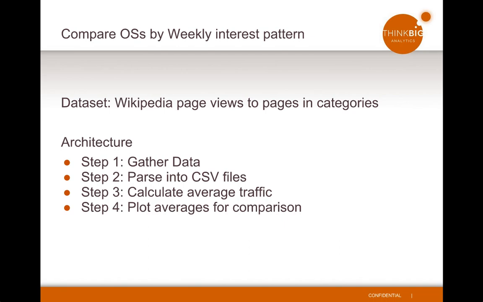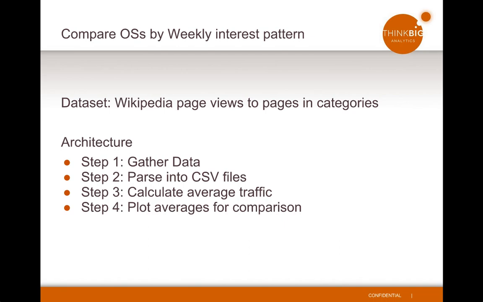Wikipedia has a category for each one of these operating systems of all articles that are related to that operating system. Linux pages might include awk and the article on Linux itself. What I use to compare these operating systems to each other is I pull down the page views to each of the articles that falls into their different categories.